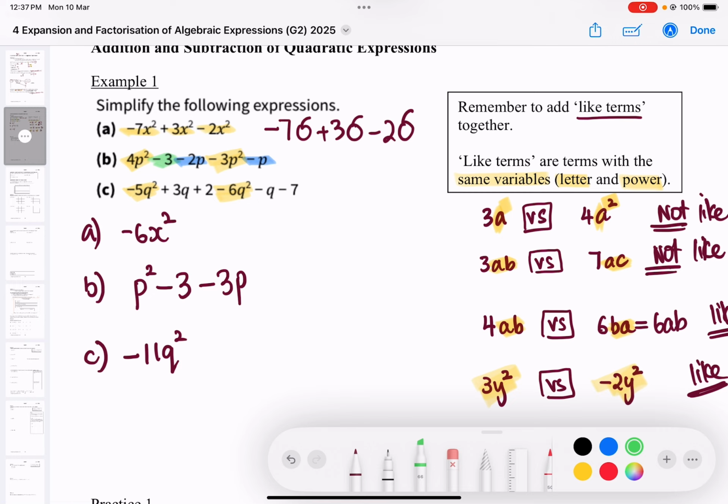Next, let us take a look at the q term. There's a positive 3q and a minus q. So 3q minus q will give us positive 2q. And lastly, there's a positive 2 and then there's a negative 7. So positive 2 minus 7 will give us negative 5. Okay, so this is how we combine or simplify algebraic expressions with quadratic terms.